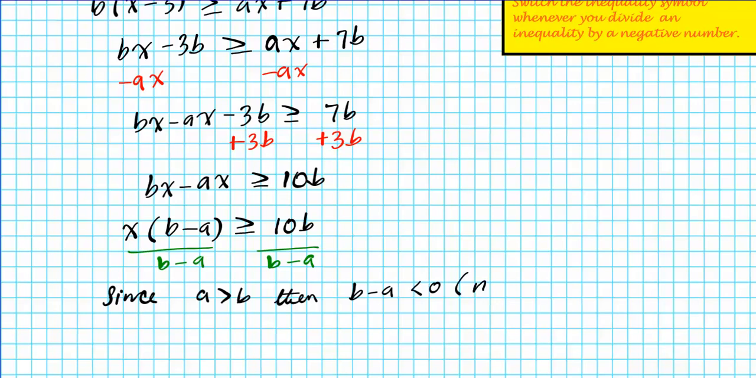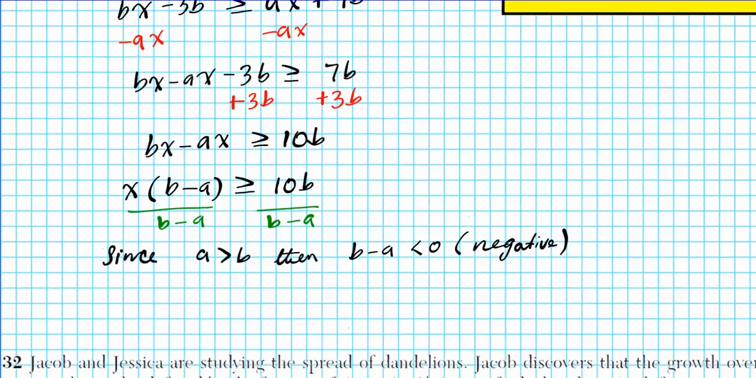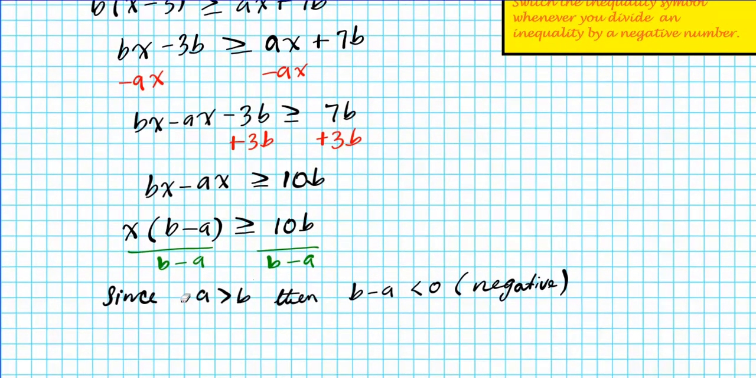It's negative. So what are we doing here in this step? We're dividing by a negative number. Okay. So what do we do anytime we're dividing by a negative number? If you're dividing by a negative number, you have to reverse the orientation of your inequality. So we have x is less than or equal to 10b divided by b minus a because we divided by a negative number. And that, ladies and gentlemen, is our final result.